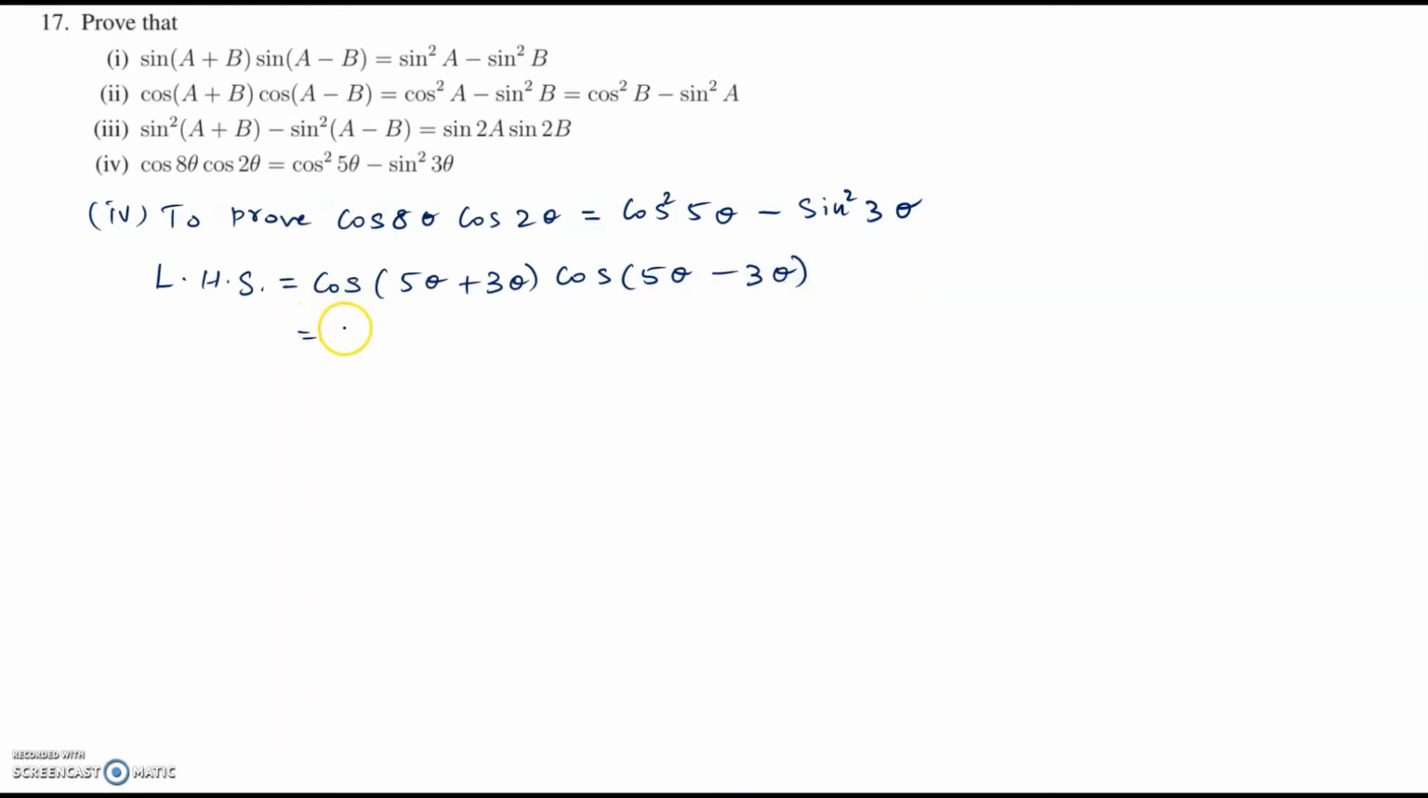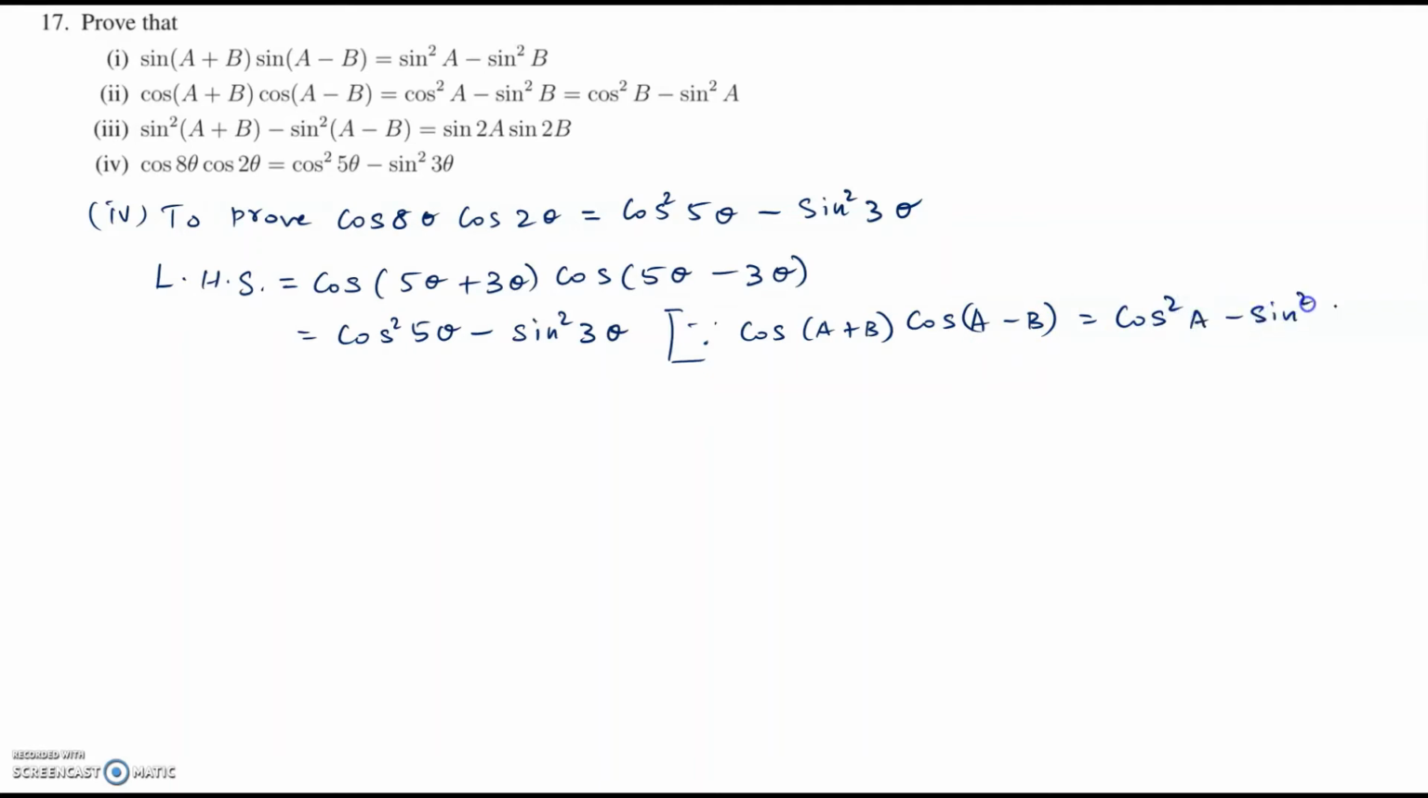Now this will be equal to cos squared 5 theta minus sin squared 3 theta, since cos of A plus B into cos of A minus B is equal to cos squared A minus sin squared B. So applying this formula here, we get this. So this is equal to our right hand side, hence the proof.